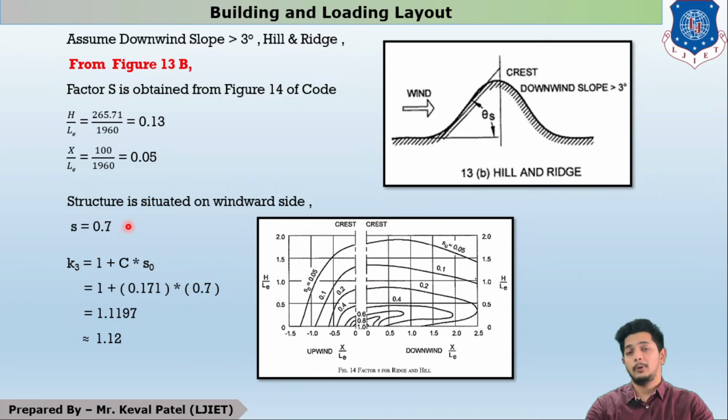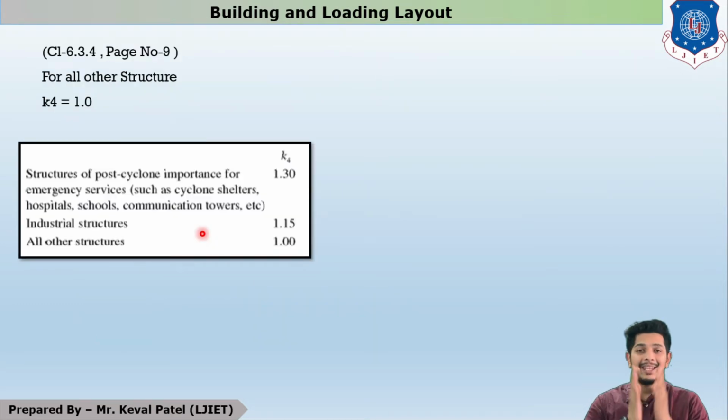As S is 0.7 and I am having C value as 0.171, K3 will be found out as 1 plus C into S0, which is 1.1197, and it is rounded up to 1.12. Now I am having the K3 value also. After K3, I will move to K4.